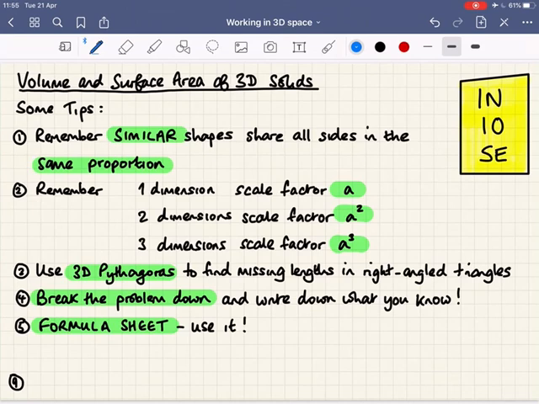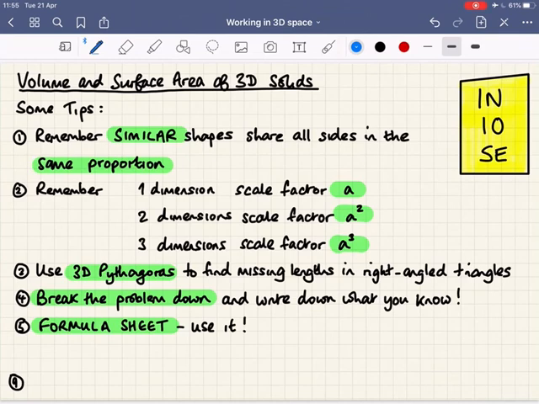increase it. Remember the thing I just told you there about scale factors, that if you've increased something by a scale factor of a in one dimension, then in 2 dimensions things will be increased by a scale factor of a squared, and similarly by a cubed in 3 dimensions. You're being tested here in applying 3D Pythagoras to find missing lengths by the use of right-angled triangles. So be good at sketching things and being able to find the appropriate right-angled triangles to find those missing lengths.